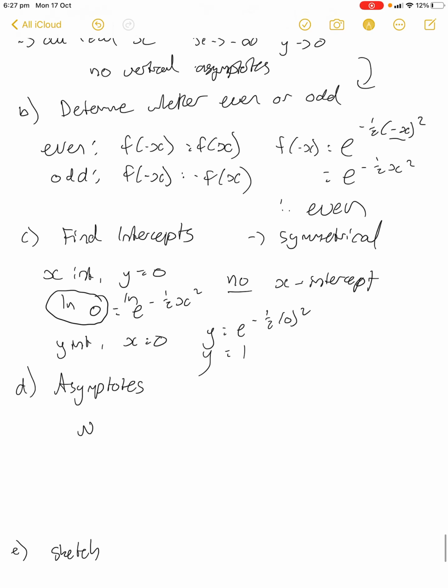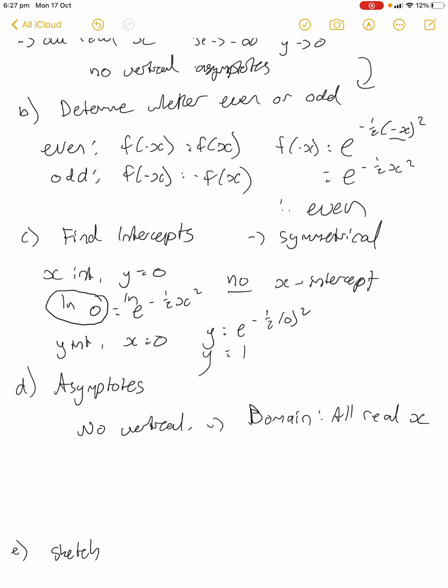We already investigated the asymptotes before. We know there's no vertical, and that is because the domain is all real x.